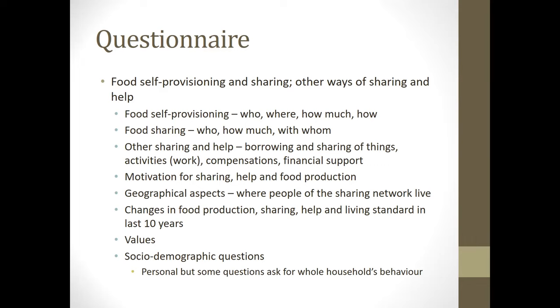There are also interesting questions on geography, not only geography where people live, but geographic aspects of the networks. For example, who are the people that the respondents help, where do they live, and with whom the food is shared. So you can trace some traveling of food and so on.